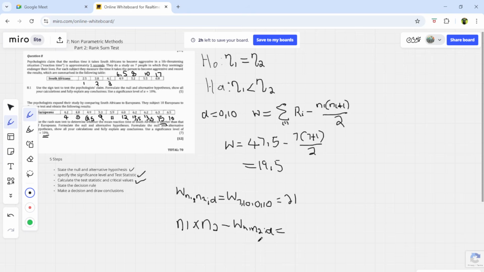What is N1? N1 is equal to 7. So you're going to say 7 multiplied by 10 minus 21. So 21 is W of N1, N2, and alpha. Remember, we already got it, minus 21. And that is going to be equal to 7 by 10 is 70. 70 minus 21, which is equal to 49.